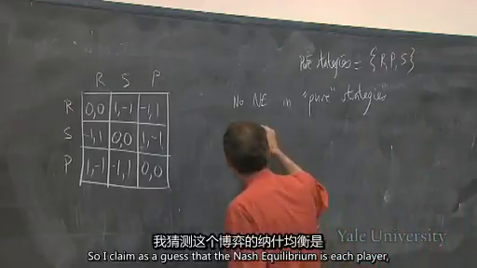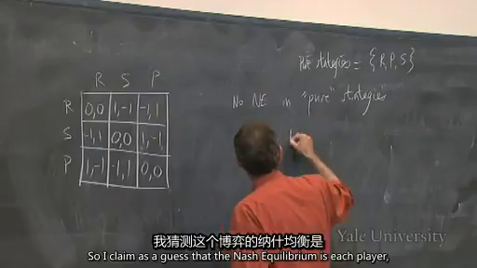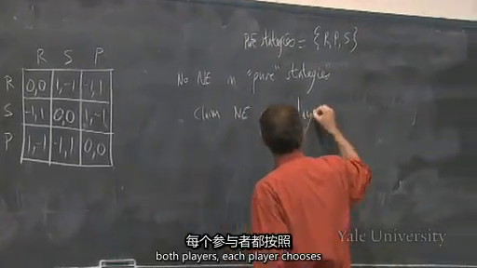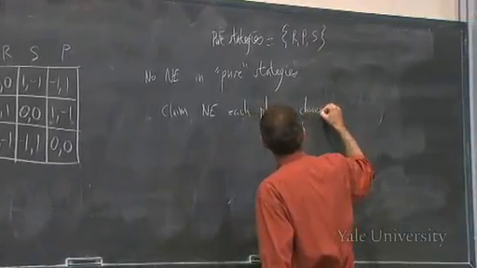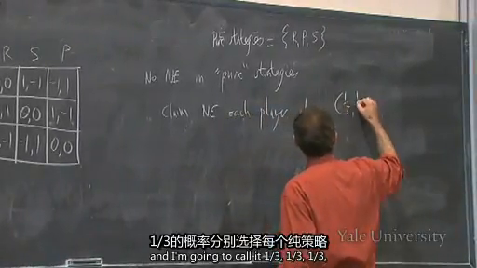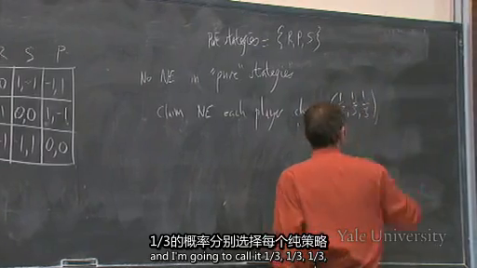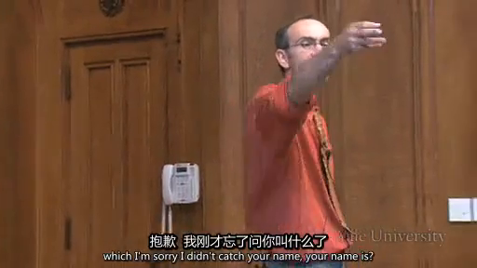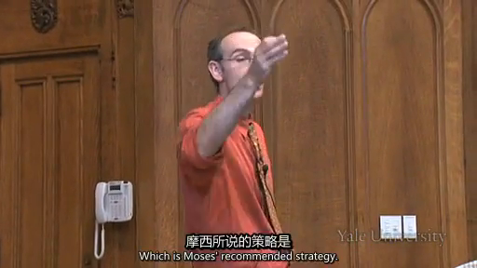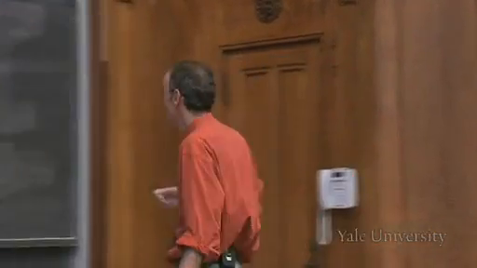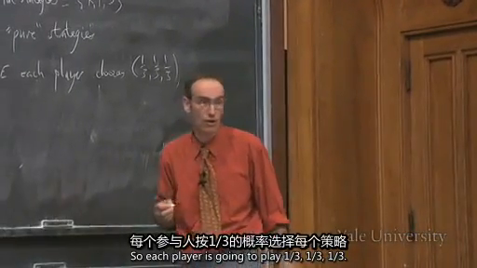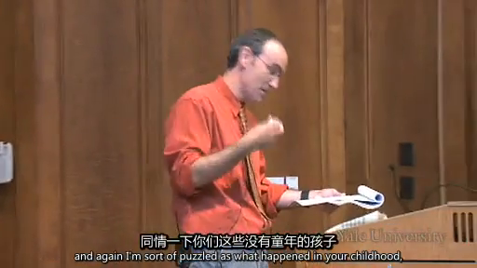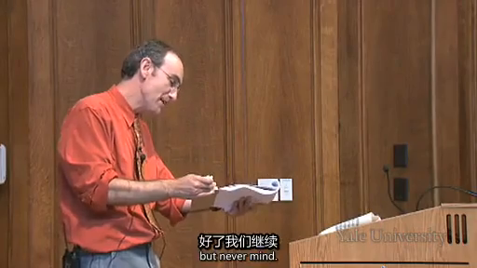So I claim as a guess that the Nash equilibrium is that each player, both players, chooses a third. Each player is playing the mixed strategy of a third each, which is your recommended strategy. So each player is going to play a third. I'm actually amazed that people didn't realize that.